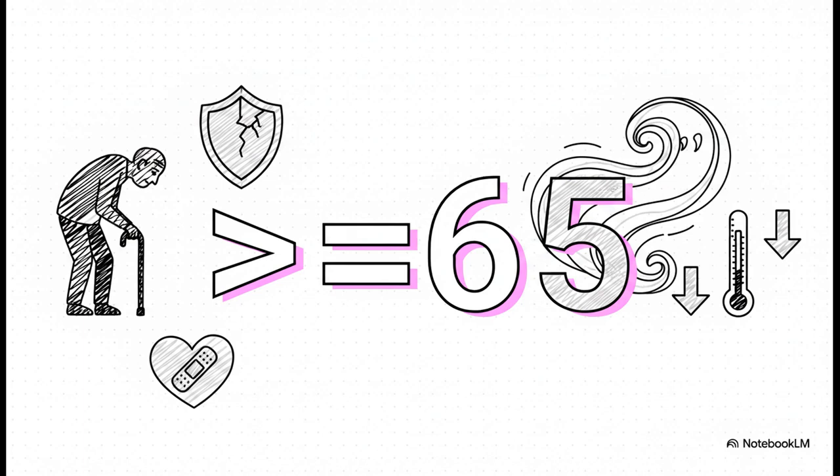Finally, we wrap up the acronym with 65, which simply stands for age 65 or older. Why is age an automatic risk factor? It's mostly due to immunosenescence, the natural weakening of the immune system as we get older. Plus, older patients often have underlying conditions like heart failure. But the scariest part? Severe pneumonia in elderly patients often hides behind atypical or completely silent symptoms. They might not even have a high fever, maybe just general weakness. So age alone gives us that final potential point.